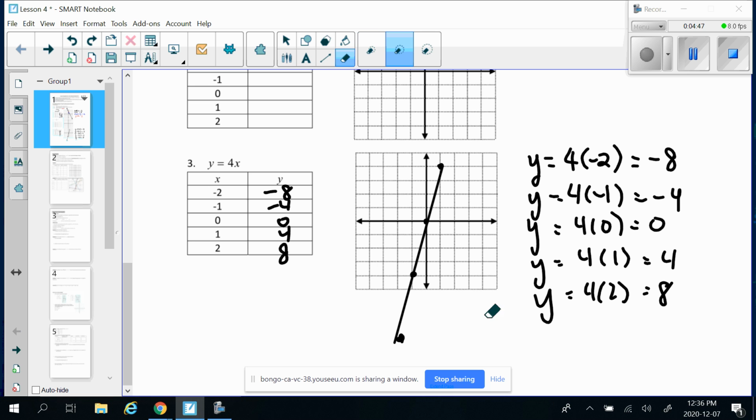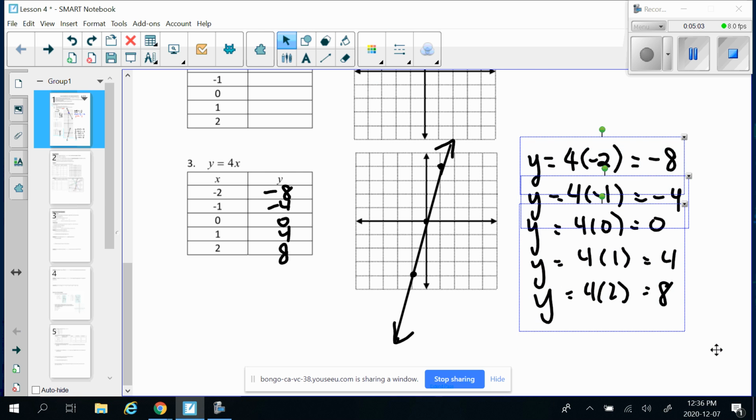That last point is a little bit off because I ran out of grid. So I'm just going to draw like this. Okay. So then I just put arrows on the ends. And then I go back to what the question was asking. So I'm just going to delete my scratch work here.